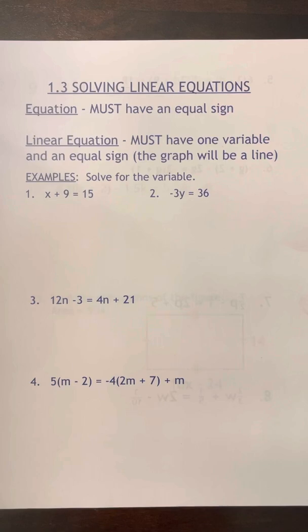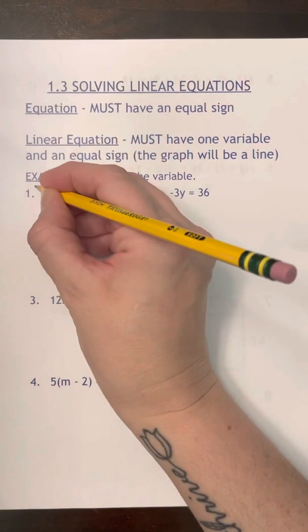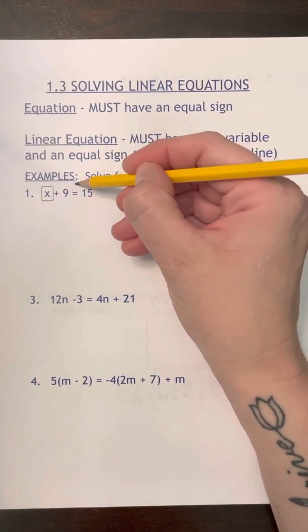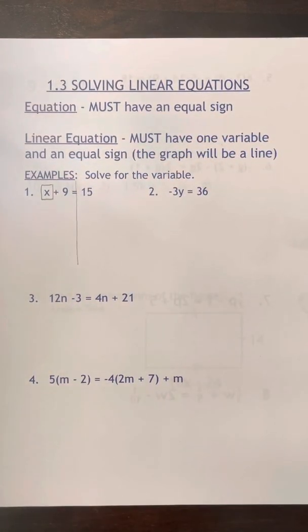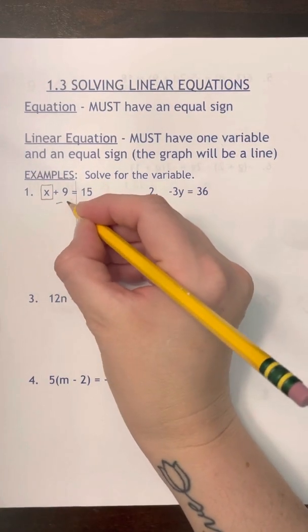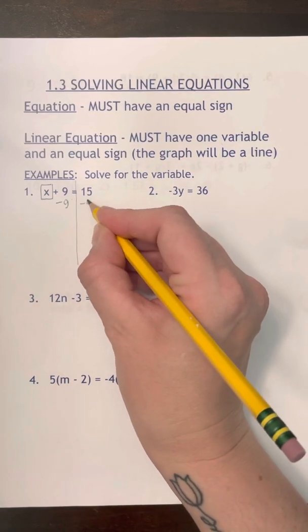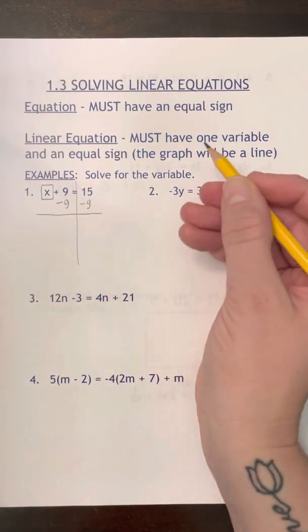Example number 1 has x plus 9 equals 15. So the goal is to get x by itself. Drawing a line right here. You don't have to do that on your paper, but for some people, they like a visual to see what I mean when I'm talking about both sides of an equation. So our goal is to get x by itself. And what I see happening between the x and the 9 is addition. So the opposite of addition is subtraction. So I'm going to subtract 9. Golden rule in math, whatever you do to one side, you have to do to the other. So I'm going to subtract 9 from both sides.